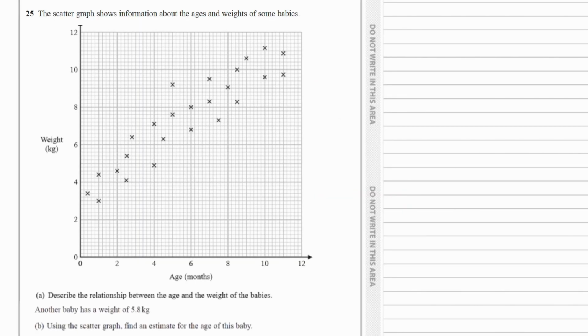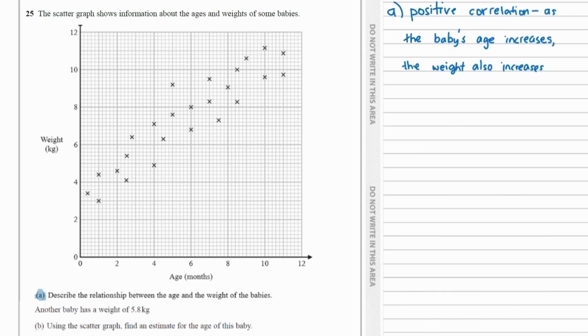Number 25. This scatter graph shows information about the ages and weights of some babies. Part A, describe the relationship between the ages and weight of the babies. So for part A, we can say that there is a positive correlation, which means that as the baby's age increases, the weights also increase. The next part says, another baby has a weight of 5.8 kg. So for part B, it says using the scatter graph, find an estimate for the age of this baby.